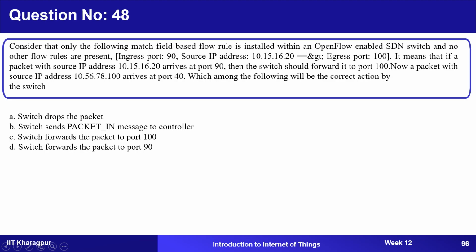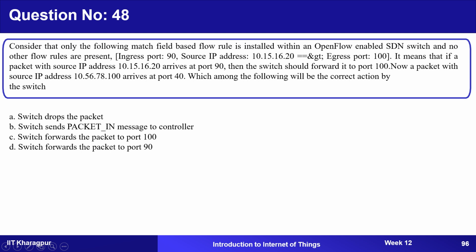So the ingress port is given as 90, the source IP address is given as this, and the egress port is 100. It means that if a packet with this source IP address arrives at port 90, then the switch should forward it to port 100.